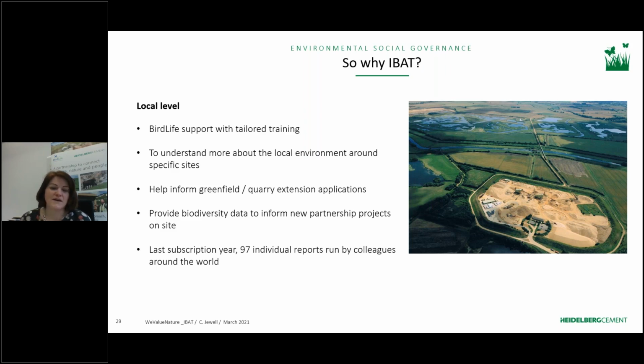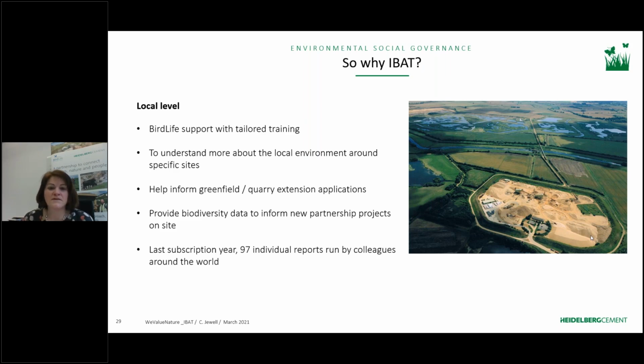And BirdLife and the IBAT Alliance really help with support with tailored training. Many of my colleagues have no ecological background, and this is quite new to them, so it's important that we have the support so that they can have the confidence to really use this tool for their needs. It's really important to understand more about the local environment around specific sites, particularly when we're talking about greenfield or quarry extension applications. Both at local and corporate level, we're enabled to go onto IBAT and look to see what's there before we even start thinking about planning applications.